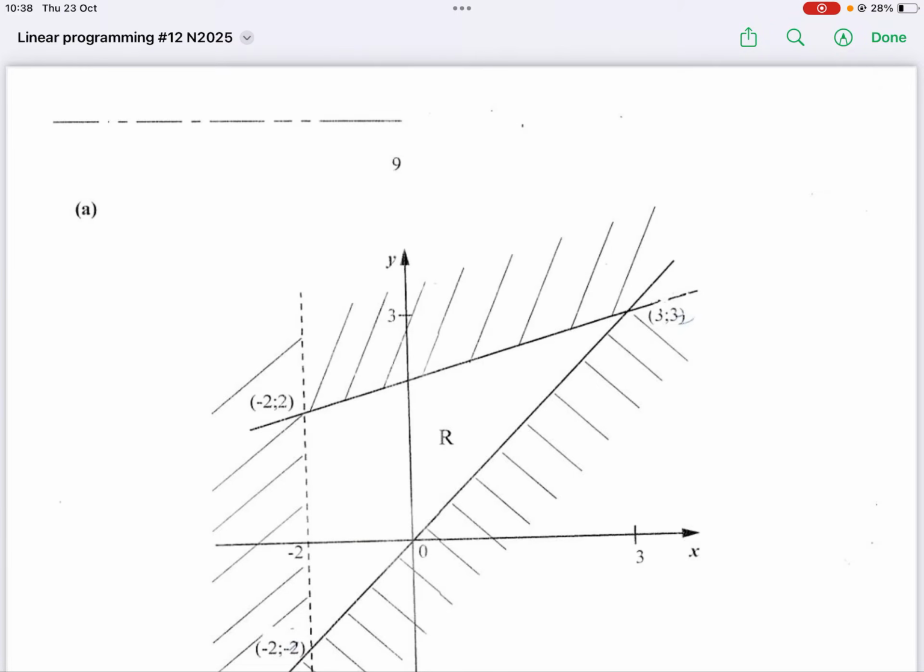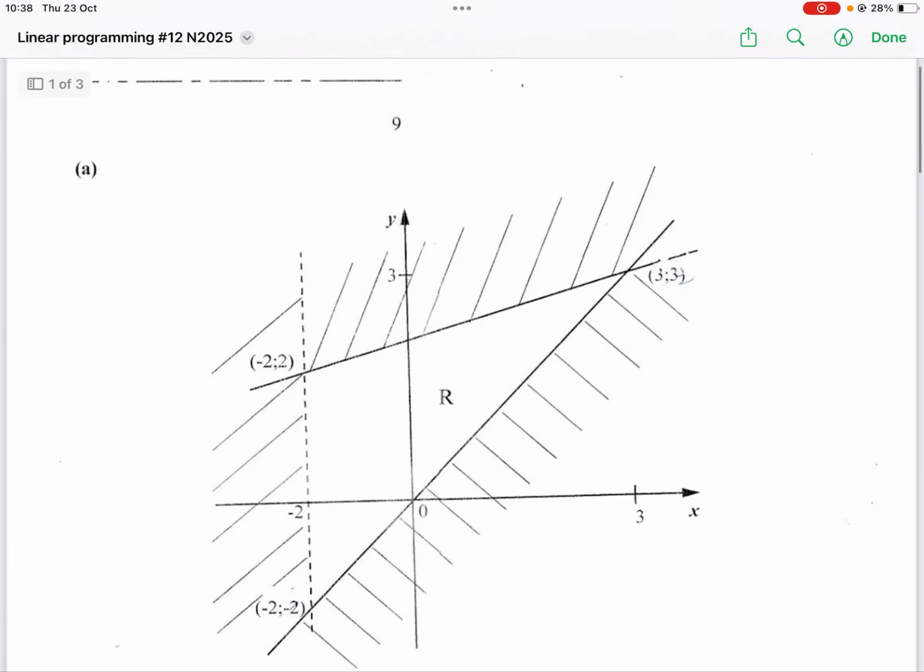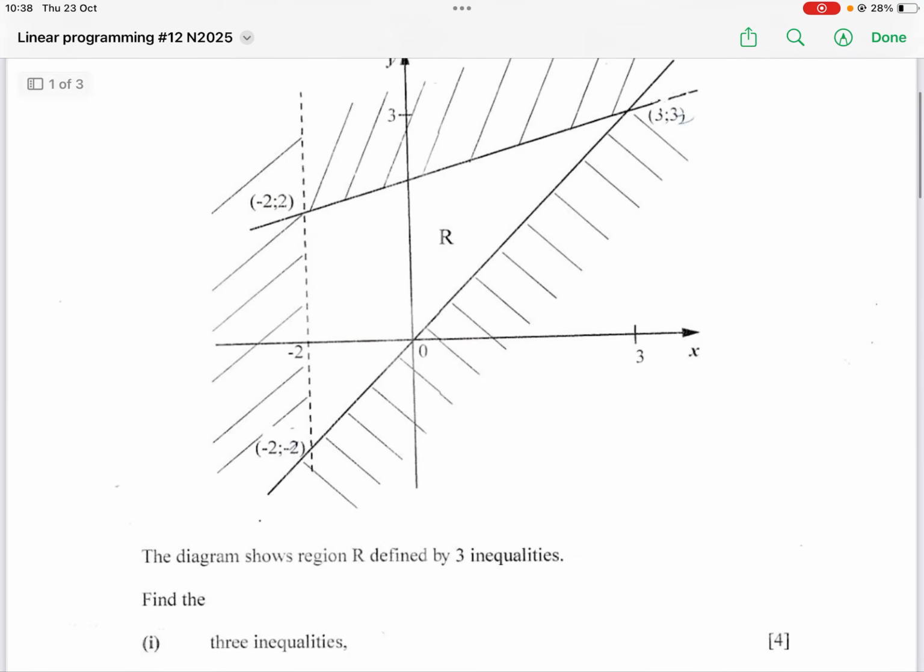Today we are going to wind off Maths Paper 2 that was written by November 2025 candidates. I have uploaded all the solutions from number 1 up to 11, and in this video we'll focus on linear programming that was on number 12. So let us dive straight into the question.